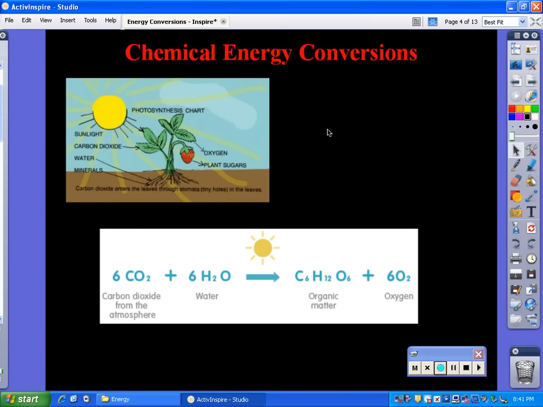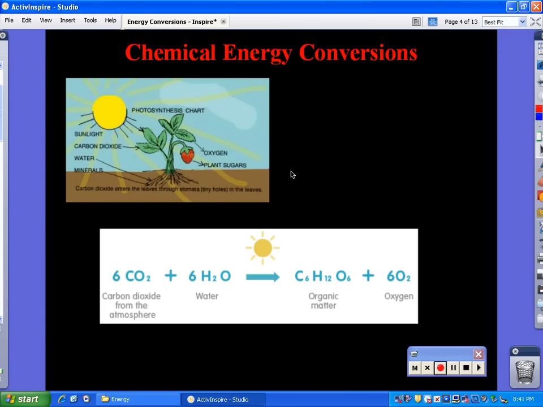Chemical energy conversion, another great example, is photosynthesis. Photosynthesis is the process by which plants convert light plus some chemicals into some different chemicals, very vital chemicals to the planet's survival. Take CO2 from the air plus some H2O or water, add a little mix of sunshine in, and the chlorophyll in the plant's leaves is able to convert these two things into different organic compounds, mainly glucose.